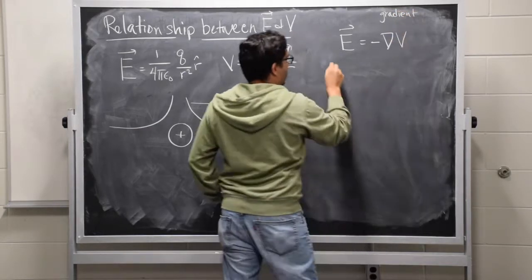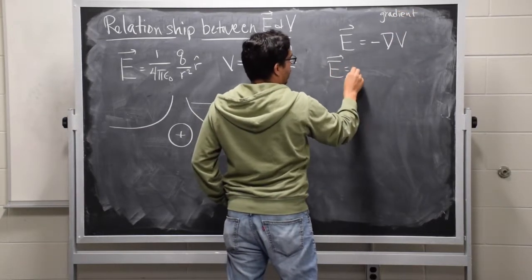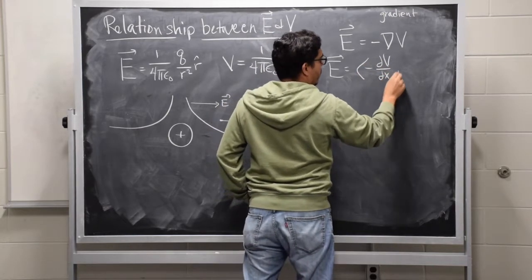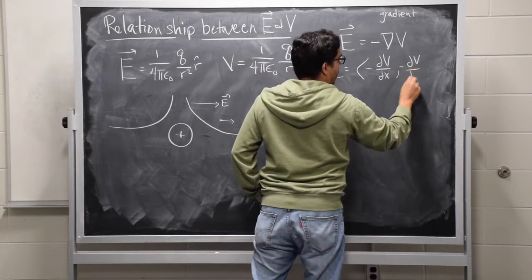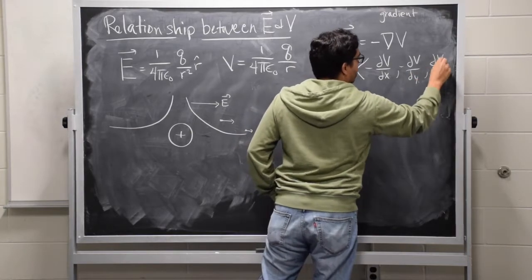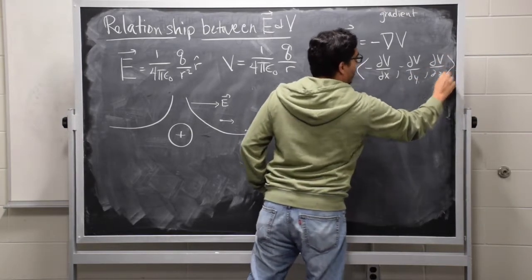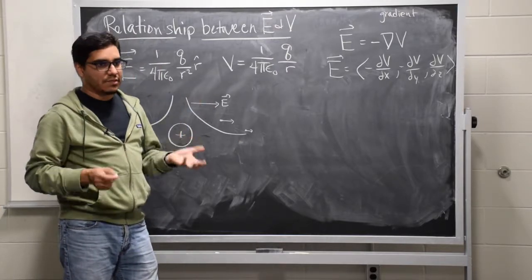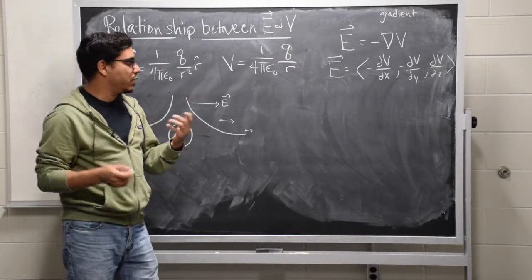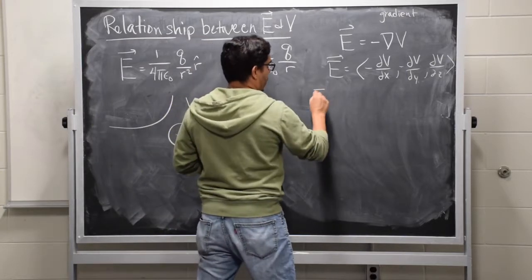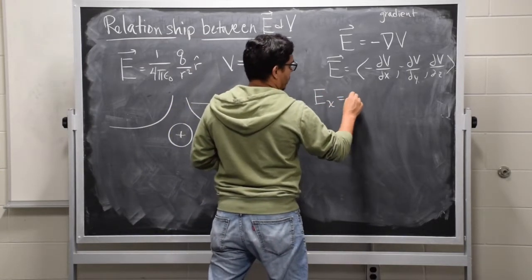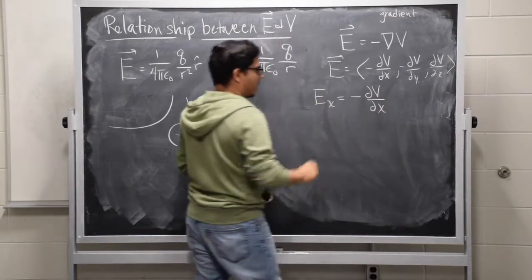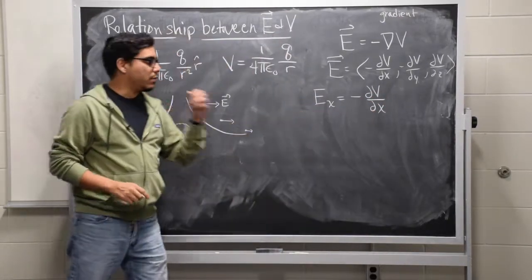Mathematically, if we were to write this out in full-blown gory detail, it would be minus dV/dx, minus dV/dy, minus dV/dz. Now we're not really going to work with that in 3 dimensions, so what we'll do is take just the x component of the electric field. Let's just think about it in 1D, right? So that x component of the electric field is the negative partial derivative of the potential with respect to x. So this is the kind of thing that you would end up working with.